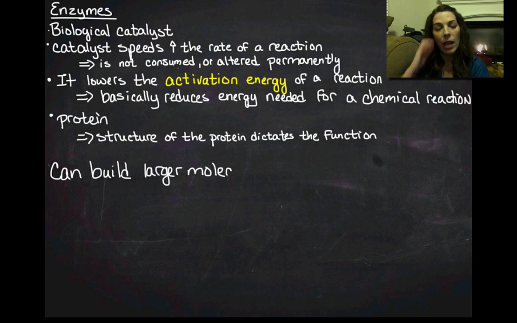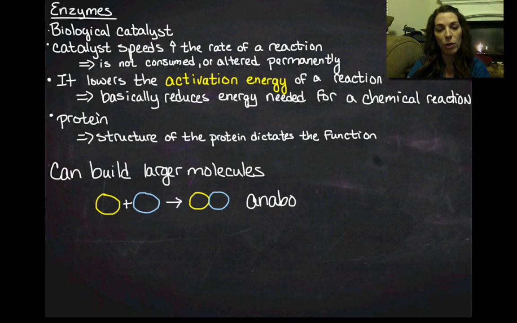So enzymes can build larger molecules. If I take two monomers and put them together through dehydration synthesis, the enzyme could actually speed up the rate of that synthesis, and we call that an anabolic reaction. Like anabolic steroids make you bigger, they make you swole. An anabolic reaction is a reaction that is going to form larger molecules.